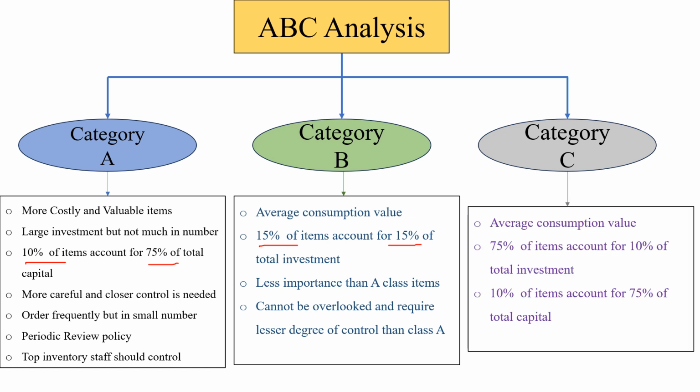Next we look at category C. Category C items have a very low average consumption value and a huge number. For example, 75% of the items have a value of only 10% of the total investment. So these category C items are the least important.